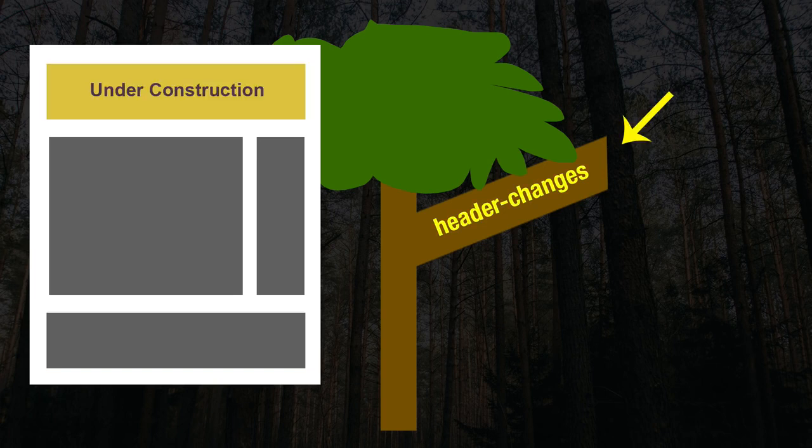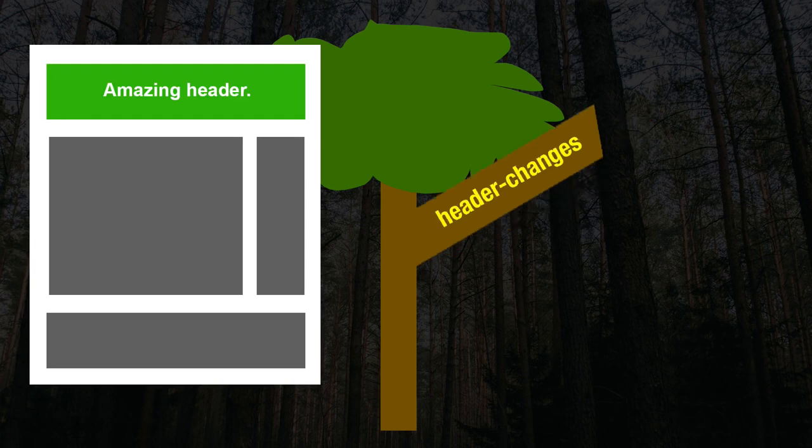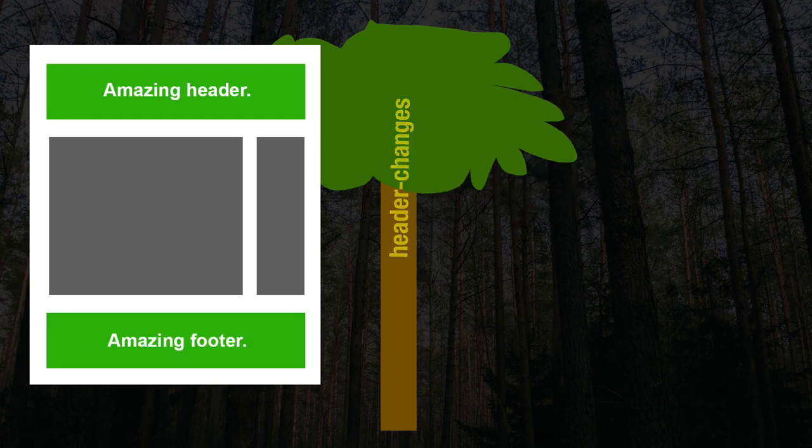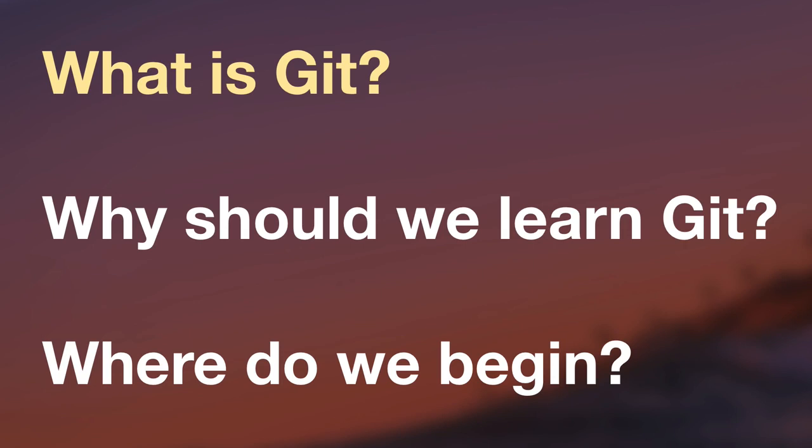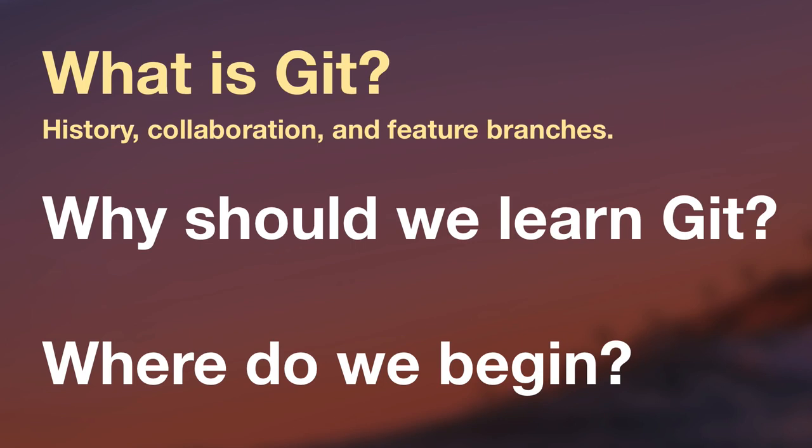Maybe a week later or even a month later, we finish the header redesign. Whenever that time comes, we just fold that branch back up into the tree as well. And that is feature branches in a nutshell. Okay, so we've answered the question, what is Git? We know that Git helps us manage our files. Git basically tracks changes, which does 3 big things for us. It gives us history, it makes it easy to collaborate with other people, and it makes it easy to work on multiple features at once.